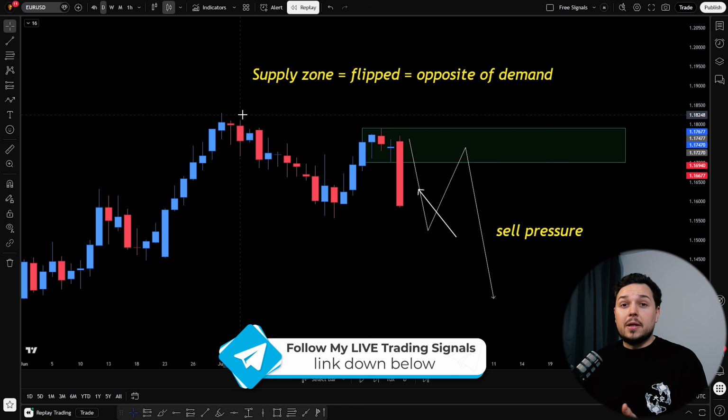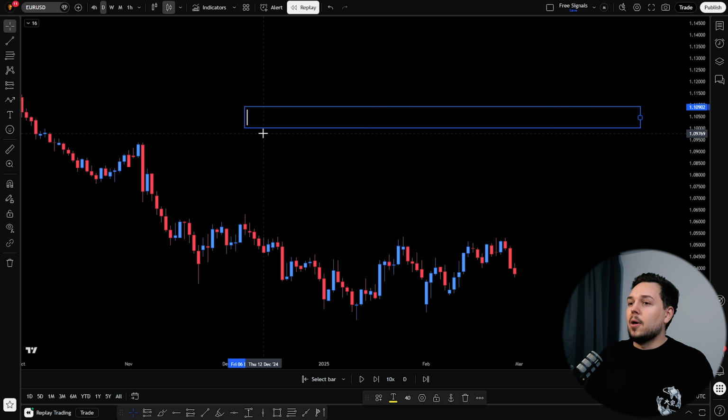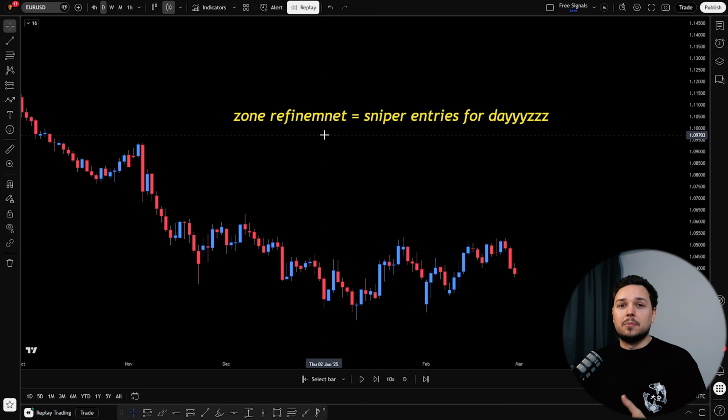The basics of supply and demand matter, because without them, you won't be able to refine and get those sniper entries that actually make money. You need to learn how to identify and draw these zones properly, then you can start thinking about making money. So now that you understand the basics of supply and demand, let's talk about zone refinement. Sniper entries for days. So why is this so important? If you understand entry refinement, you will get way more accuracy, less stop loss, and way more profits as well. Let me show you an example of how to actually do it.